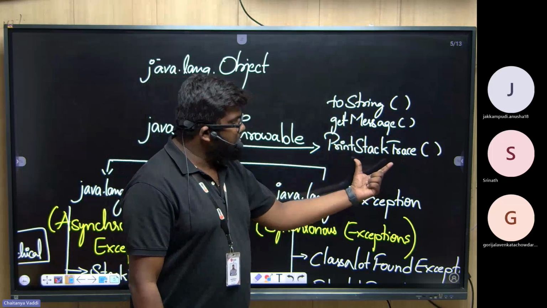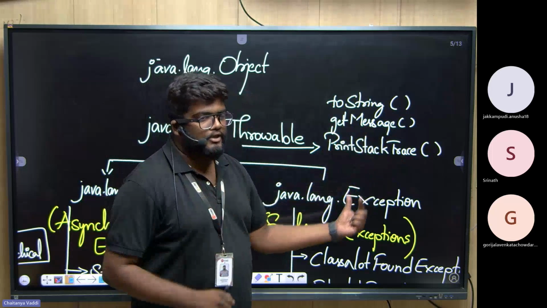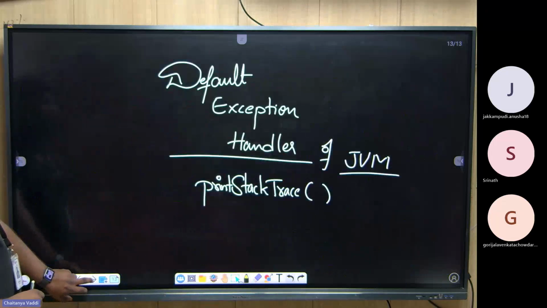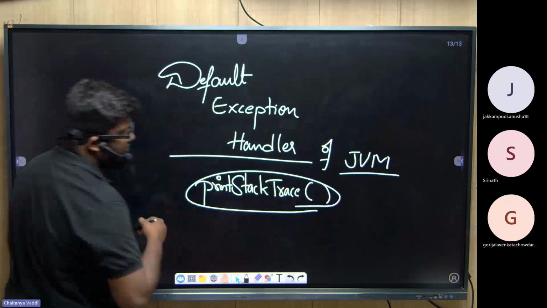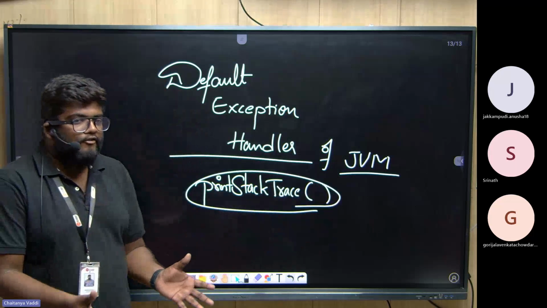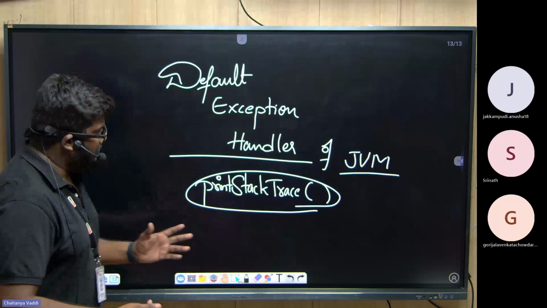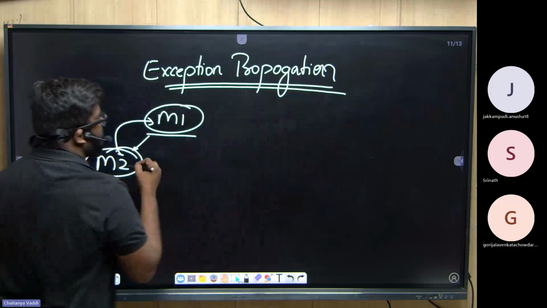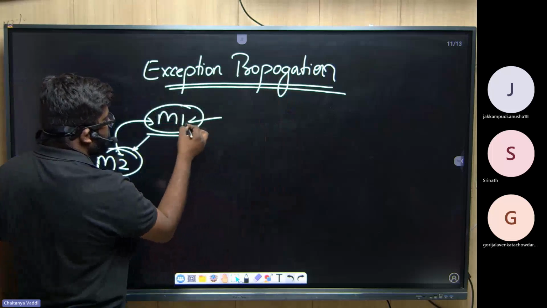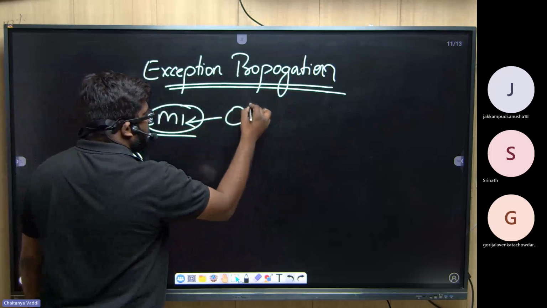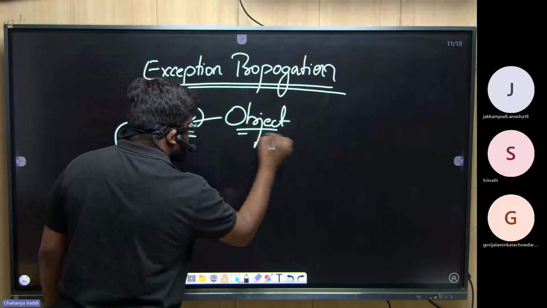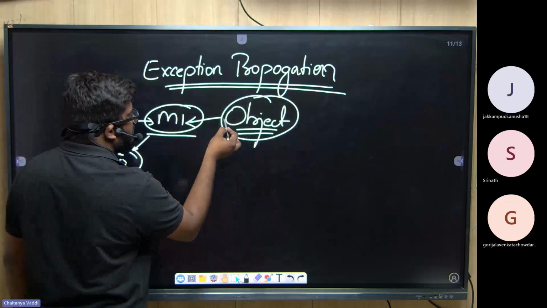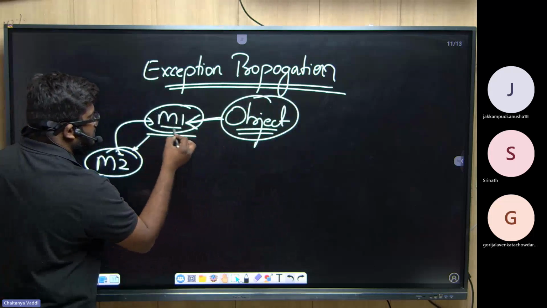Non-static methods need to be called only with respect to an object, right? So what is the object that is going to call? We are calling that printStackTrace method from JVM. Does JVM have any objects already available with it? No, it doesn't. But in exception propagation, whenever an exception is raised in the M1 method, an object of that specific exception is created, and that is actually present in the M1 method.